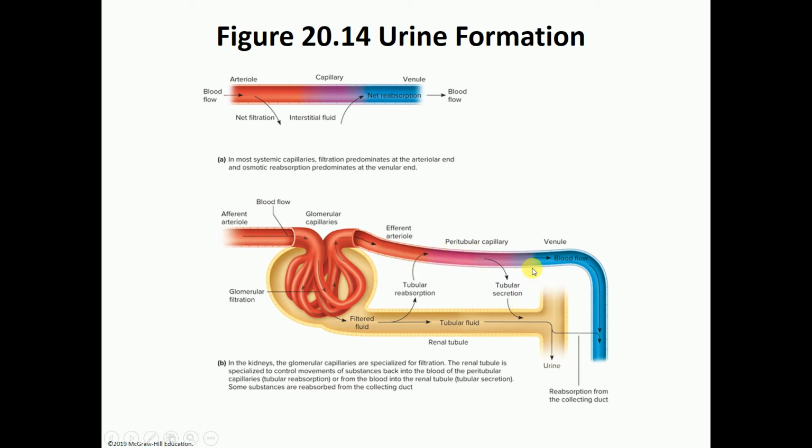Tubular secretion, on the other hand, is the opposite. Things that have not been filtered and the body would like to get rid of. So tubular secretion would be the elimination of molecules from the peritubular capillaries and secreting them into the tubular fluid. Now all of that process, all 3 of these steps, filtration, reabsorption, and secretion, end up making urine.